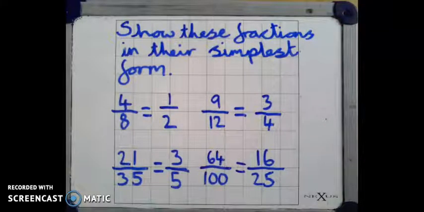4/8 in its simplest form is 1/2. 9/12 in its simplest form is 3/4. 21/35 in its simplest form is 3/5. 64/100 in its simplest form is 16/25.